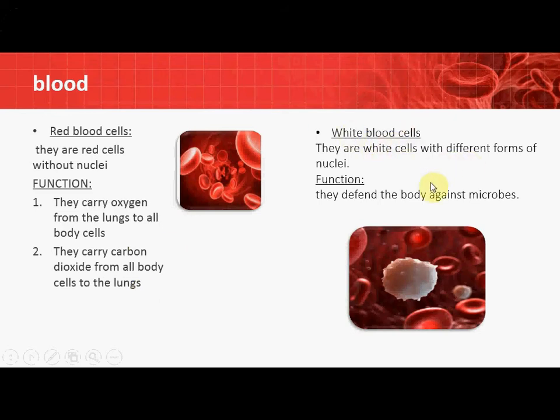White blood cells are white cells with different forms of nuclei. They have a nucleus, but in different forms. Their function is to defend the body against microbes. If any microbe or any foreign object enters the body, the white blood cells work as police. They defend the body against microbes.